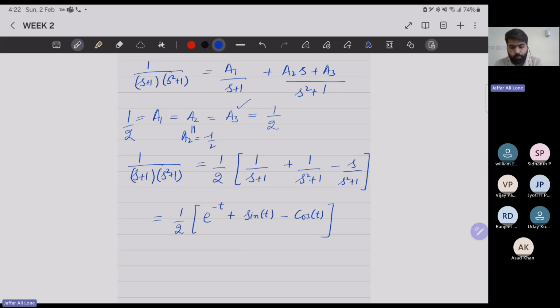Now there is another property. Actually, we have to cover transfer functions as well, so let's be very quick. Does Asad Khan have any problem? Yeah, please.